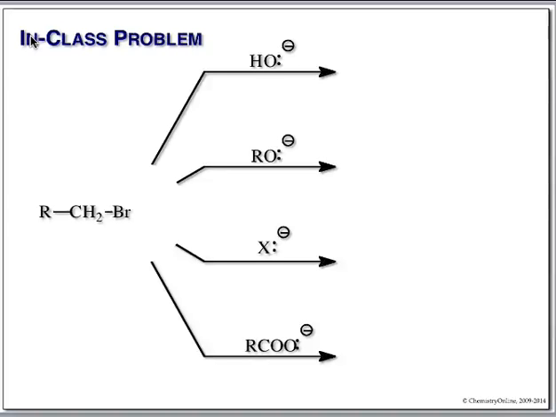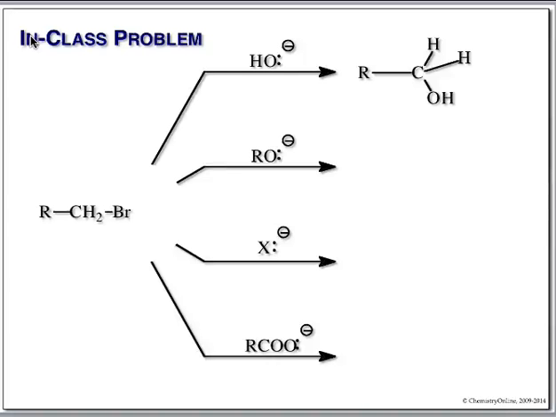Really all we have to do here, once we realize it's an Sn2, we identify the electrophilic center. That's this carbon. Our leaving group is simply going to be the bromine. What you do is take your nucleophile, add it to the electrophile, and the leaving group goes. So our first reaction would just give us a simple alcohol.